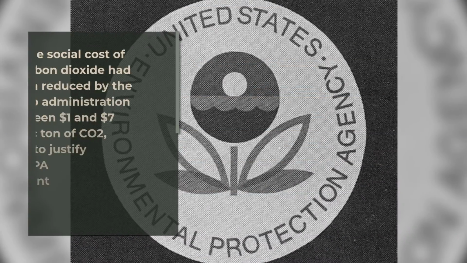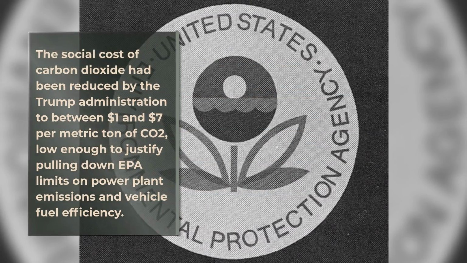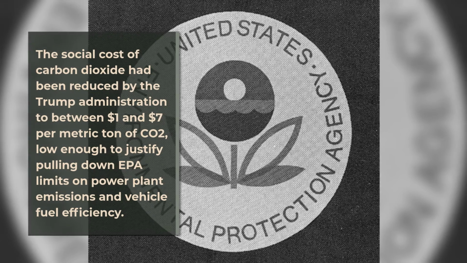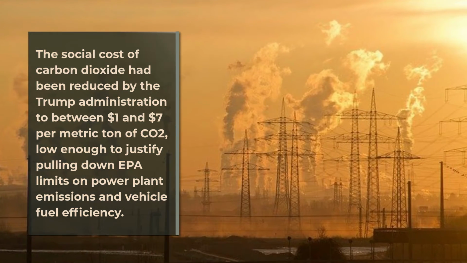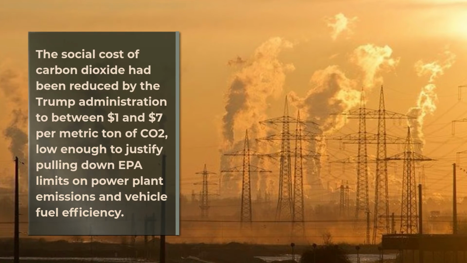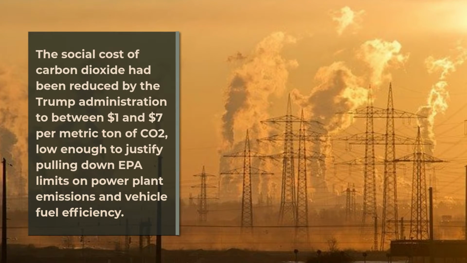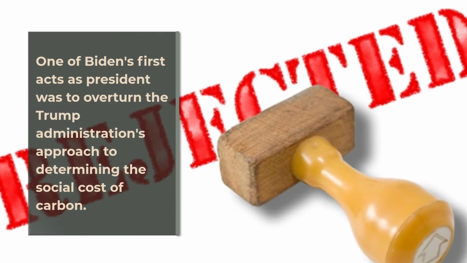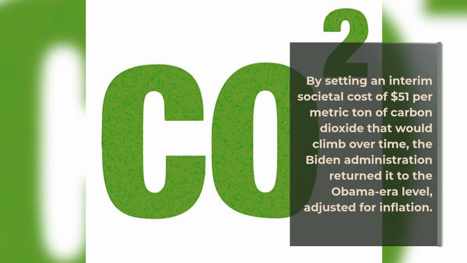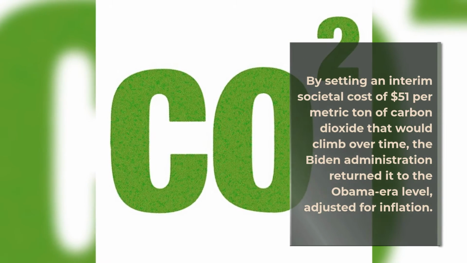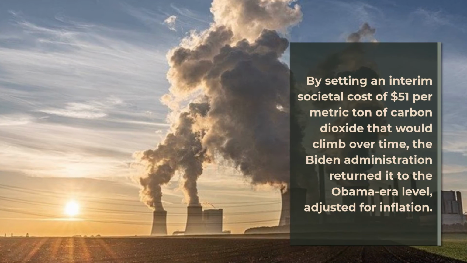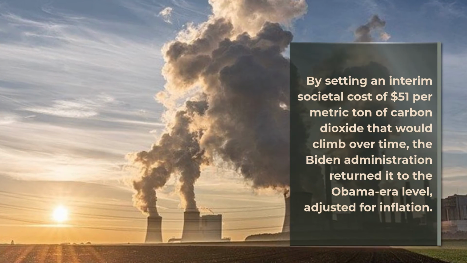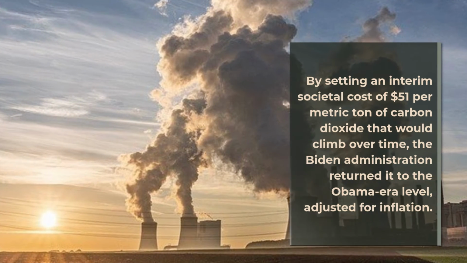The social cost of carbon dioxide had been reduced by the Trump administration to between $1 and $7 per metric ton of CO2, low enough to justify pulling down EPA limits on power plant emissions and vehicle fuel efficiency. One of Biden's first actions as president was to overturn the Trump administration's approach to determining the social cost of carbon. By setting an interim societal cost of $51 per metric ton of carbon dioxide that would climb over time, the Biden administration returned it to the Obama-era level, adjusted for inflation.